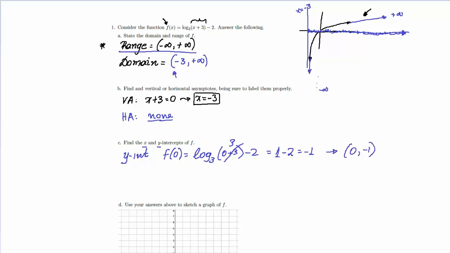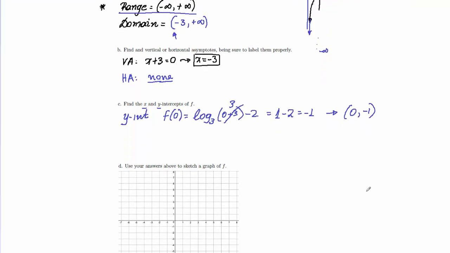If I want, I can also graph it right here. So for my graph, I know a few things already. I know the y-intercept, that is right there, and I also know the vertical asymptote that passes through negative 3.